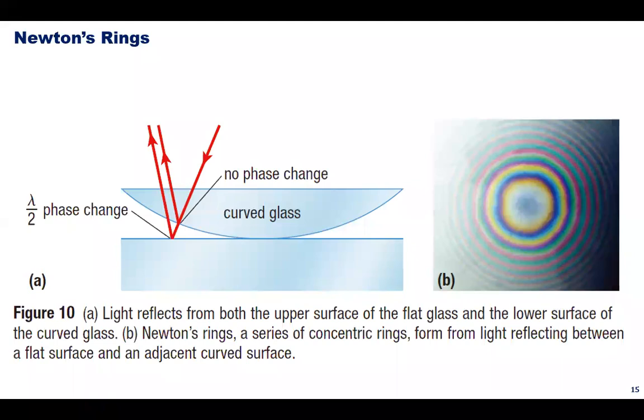The difference in path length t increases with the distance from the point of contact of the two glass surfaces. Therefore, monochromatic light of wavelength lambda has a bright fringe at each location where the separation t is a half-whole-number multiple of lambda. It has a dark fringe from the destructive interference at each location where the separation t is a whole number multiple of lambda.